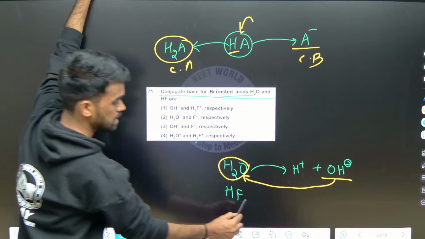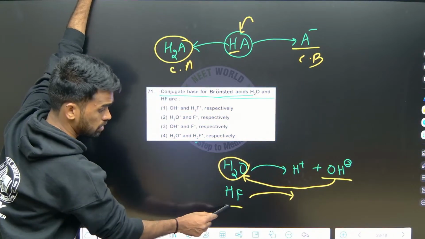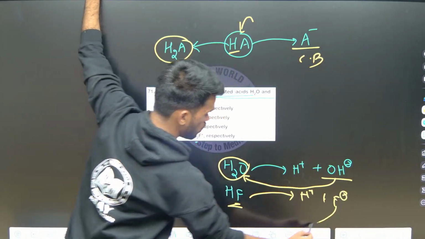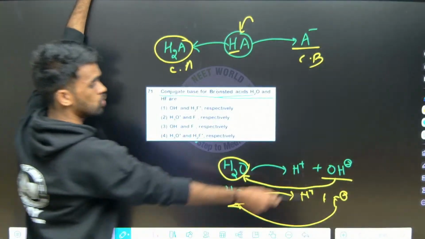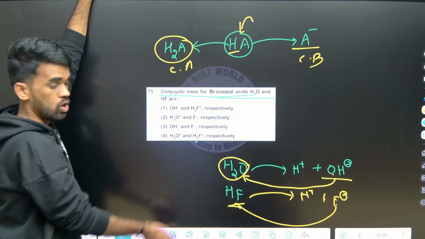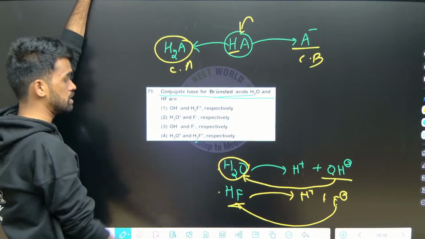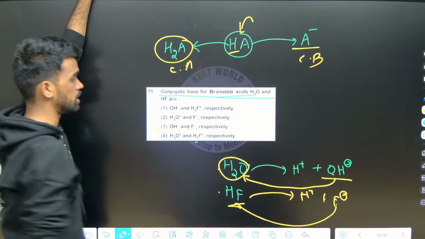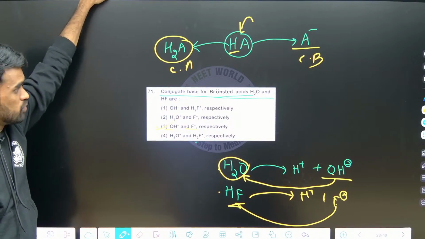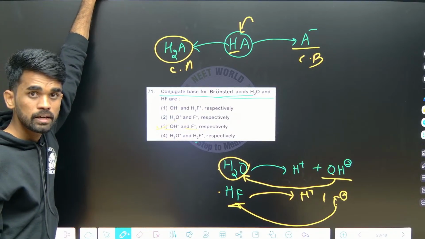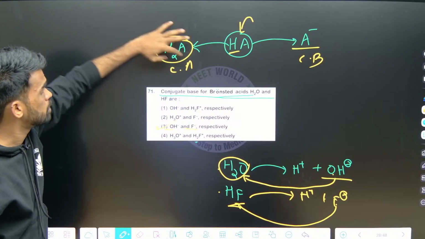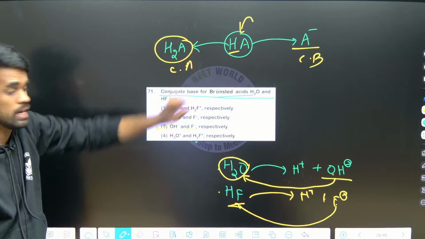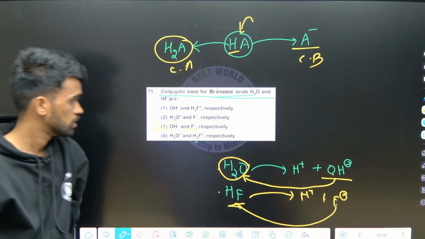And what is the negative part here also? H plus, F minus. So F minus is the conjugate base of this acid. So OH minus and F minus are the conjugate bases of these two molecules. Therefore OH minus and F minus, so option 3 is correct. I hope there is no confusion. It's clear now? Always remember, conjugate acid and base differ by H plus ion. That's it.